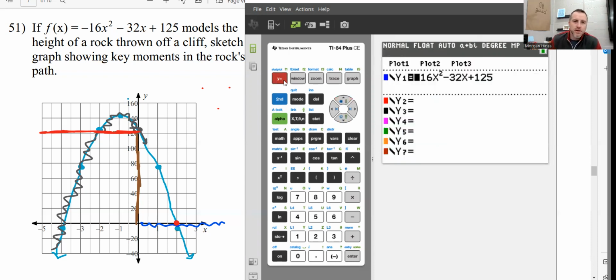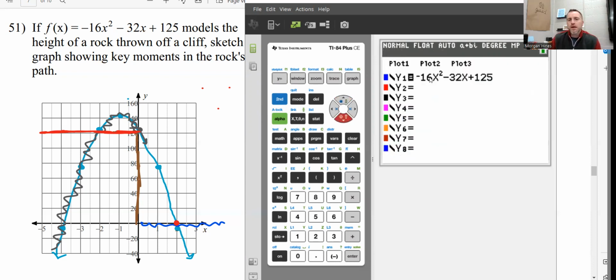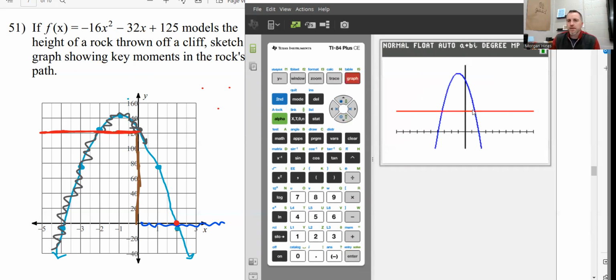Forget that though. Let's hit y equals. And we can type in, remember y represents the height. So we want a height of 50. That'll give us a second line right at 50. And you see that there's this moment where our quadratic, which models the rock that's being thrown, passes through that 50 at one point. We want to find the intersection.